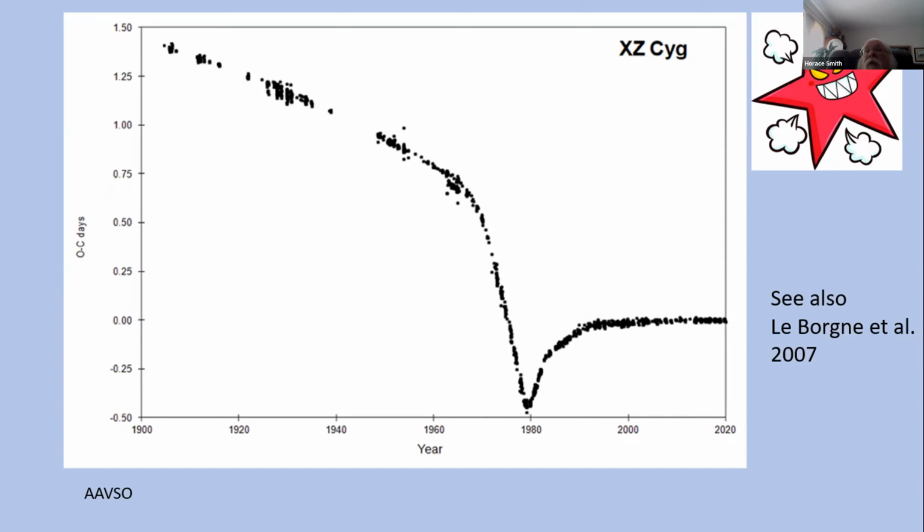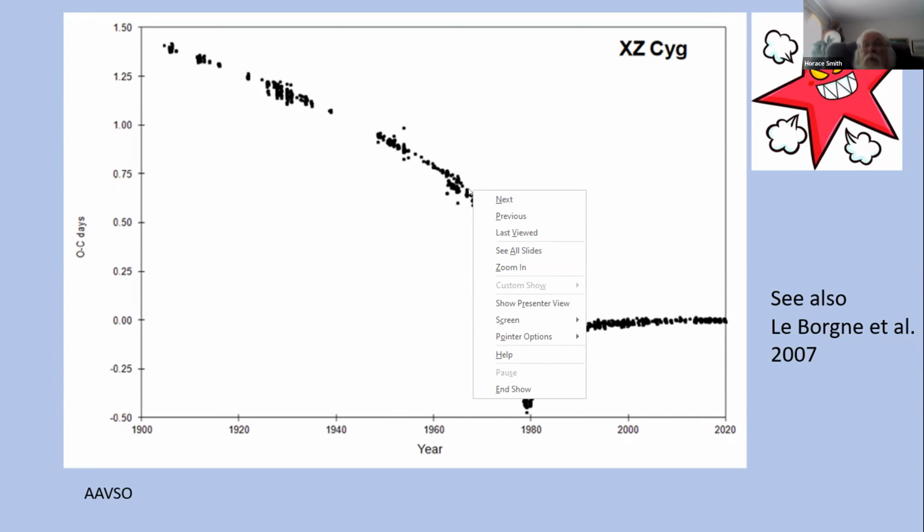And if you look at the field stars in the LeBourne et al. study, again, you'll see the same thing. In the median, the average period change is not far off the prediction of stellar evolution theory, but individual stars can differ by quite a bit.